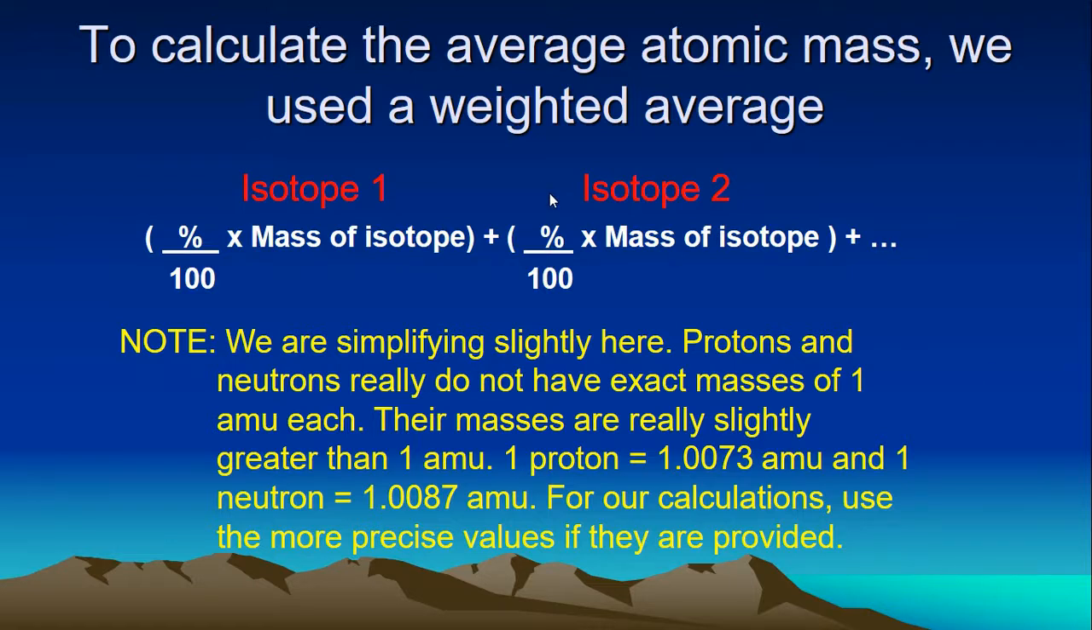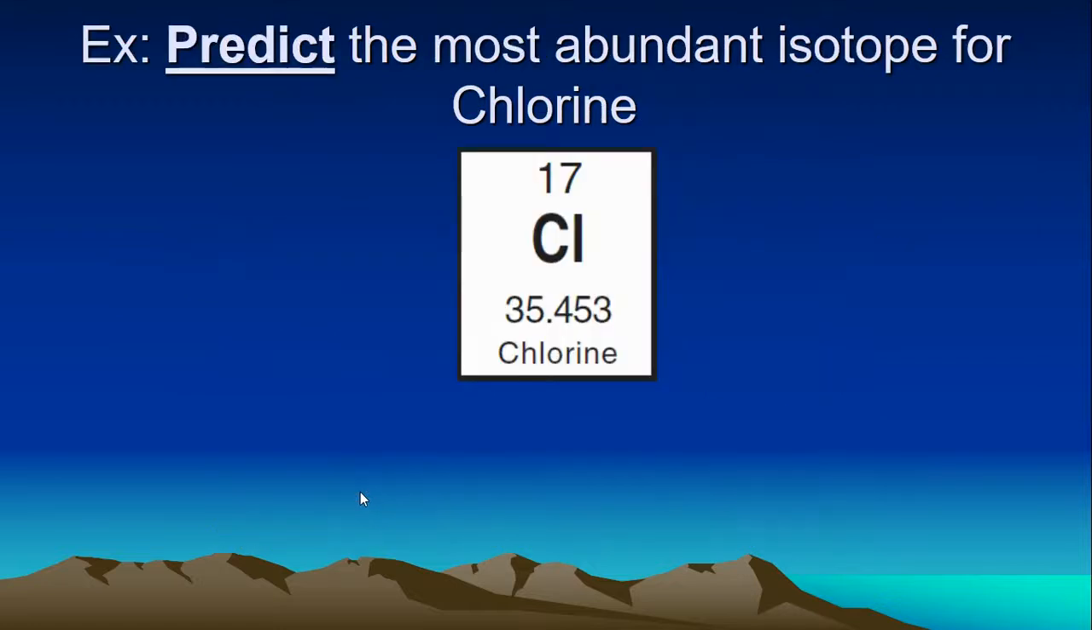Again, as I said earlier, protons and neutrons don't have exactly masses of 1 AMU. If you're given the exact numbers, then you must use those. Okay. So we're going to do a little calculation, but let's do some predicting first.